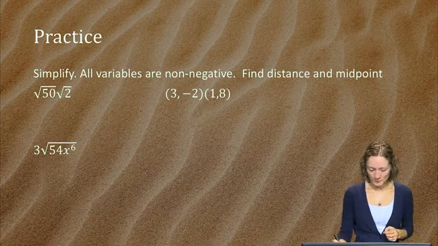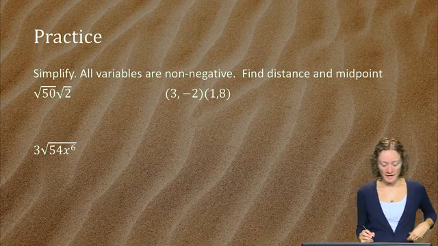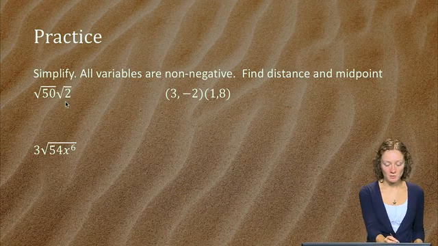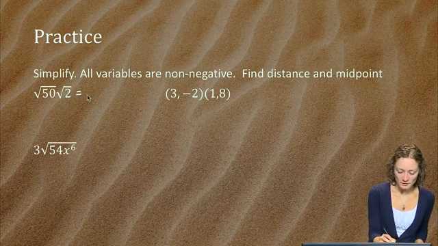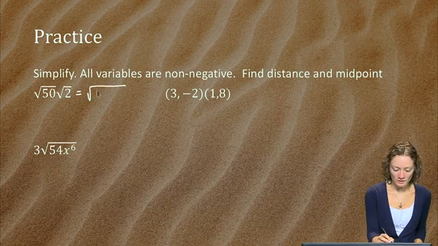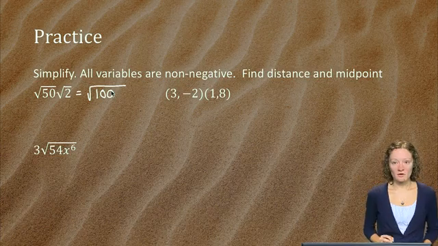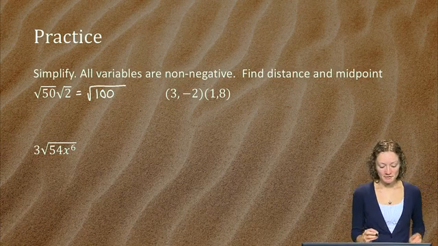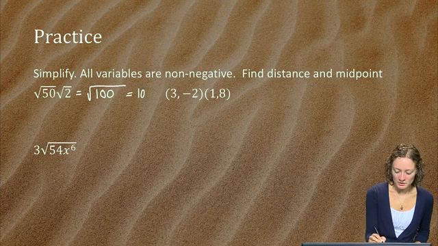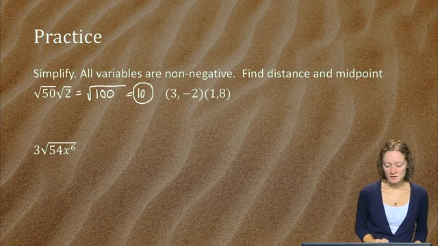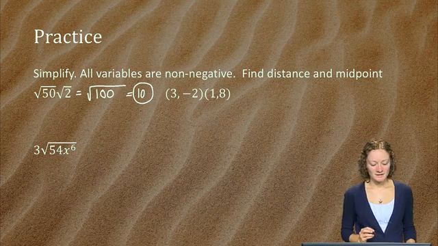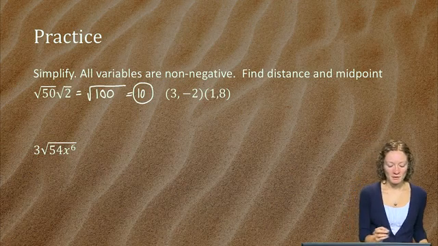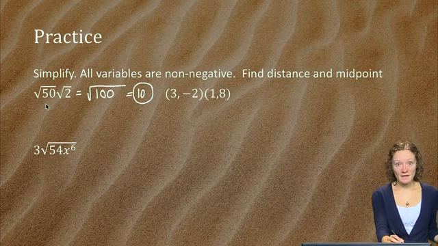All right, so the first problem, simplify. We have square root of 50 times square root of 2. We can multiply those together using the product rule to get the square root of 100, and then simplify. This is a perfect square, which is 10. Hooray!